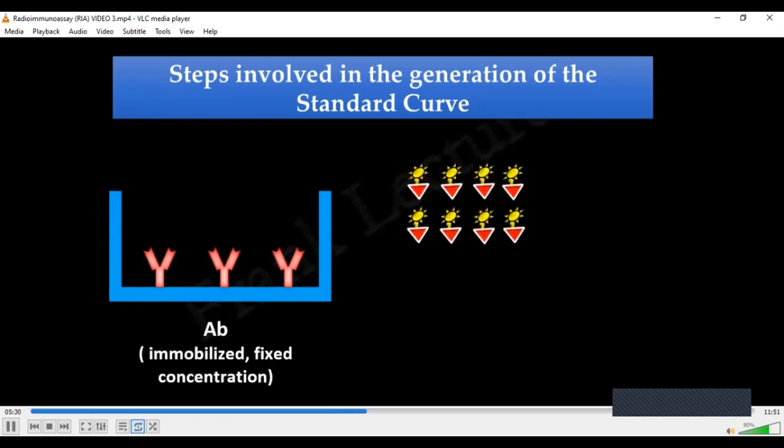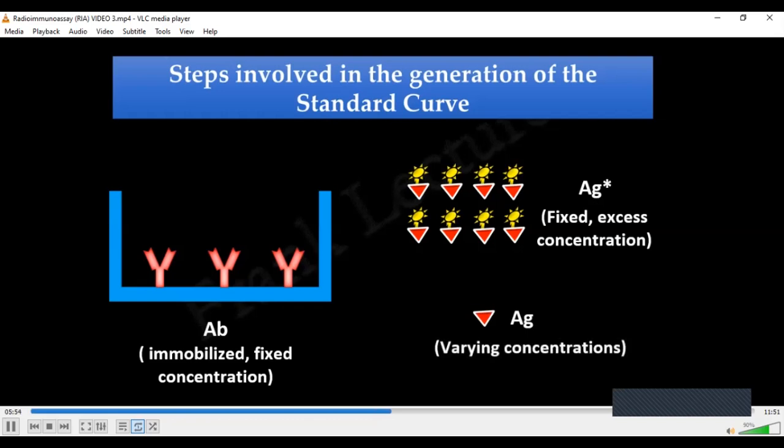Second component is the radio-labeled antigen. Asterisk symbol used in this designation tells that the antigen is labeled. The quantity of radio-labeled antigen is again fixed. This quantity is enough to saturate all the antigen binding sites in the well. Third component is the unlabeled antigen. We will use increasing varying concentrations of unlabeled antigen.